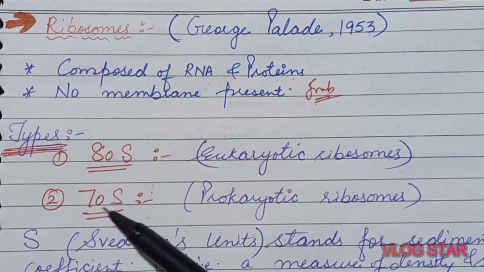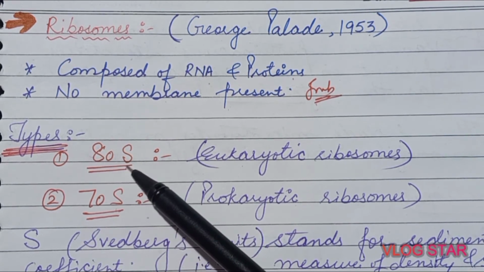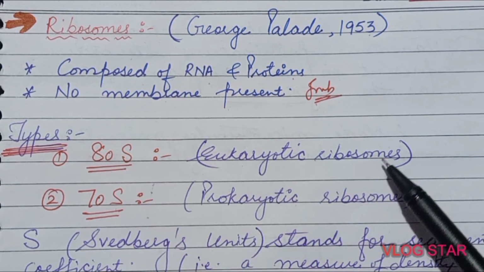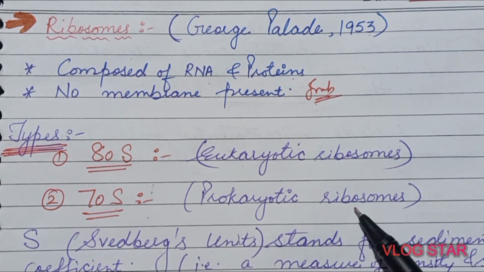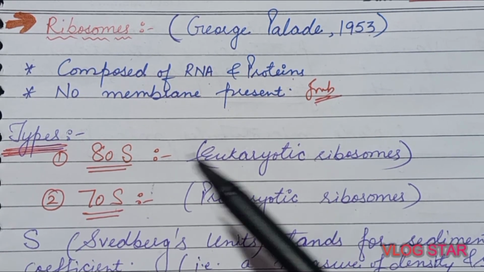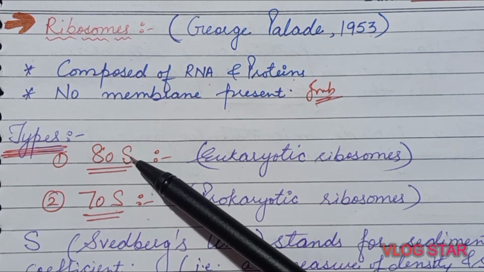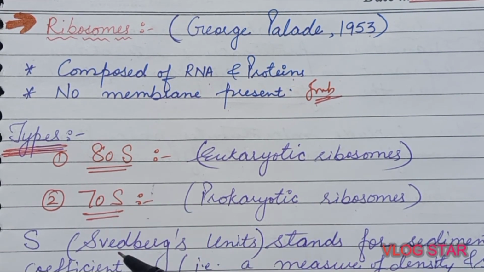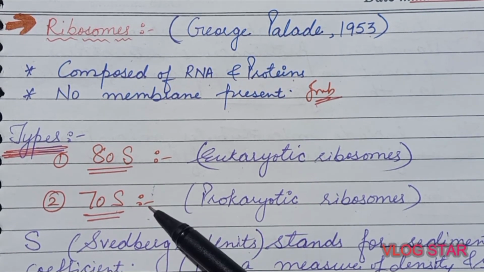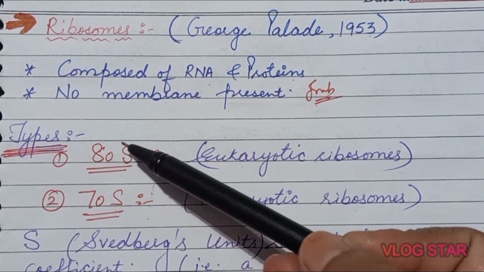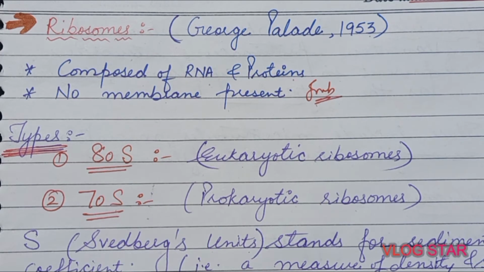Now if we come to the types of ribosomes, there are two main kinds of ribosomes, 80S and 70S. The 80S ribosome is of eukaryotic cell and the 70S is of prokaryotic cell. Here this S unit is Svedberg's unit, which stands for the sedimentation coefficient, or you should say that it's a measuring unit for density and size.